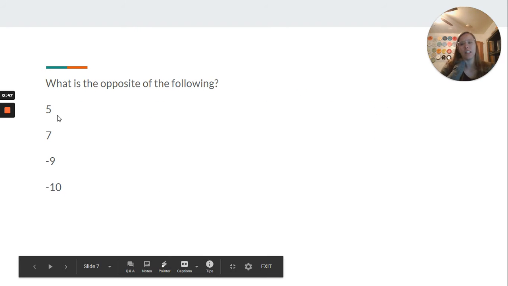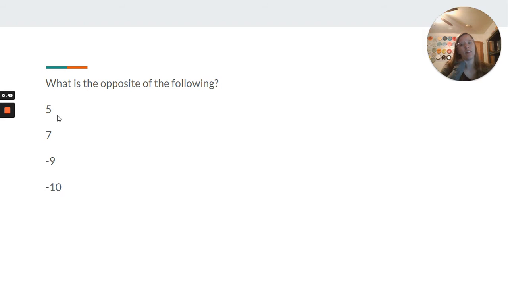We talked about opposites. The opposite of a positive is going to be a negative. The opposite of a negative is going to be a positive unless it's 0. The opposite of 0 is 0. So here we have these.